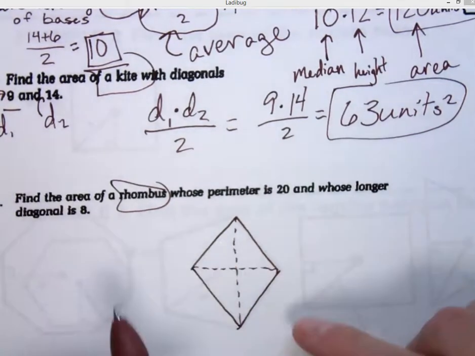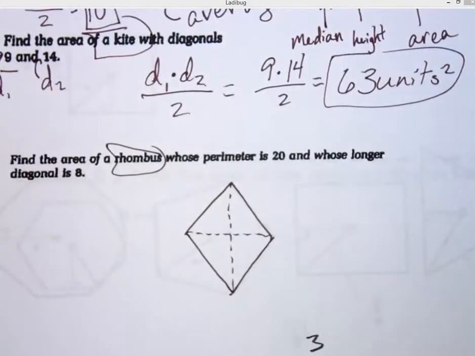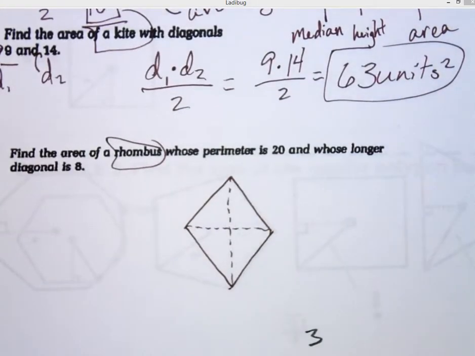So I'm drawing this kite. I'm drawing in the diagonals. It's not a kite, it's a rhombus. Okay, it's a rhombus. I'm drawing in the diagonals. It has a longer diagonal and a shorter diagonal. We're going to say the vertical one is the longer diagonal.